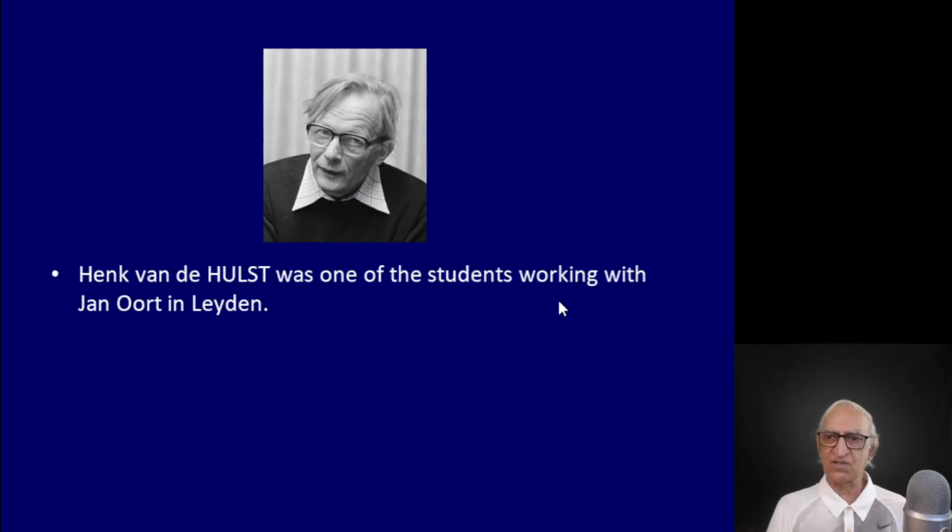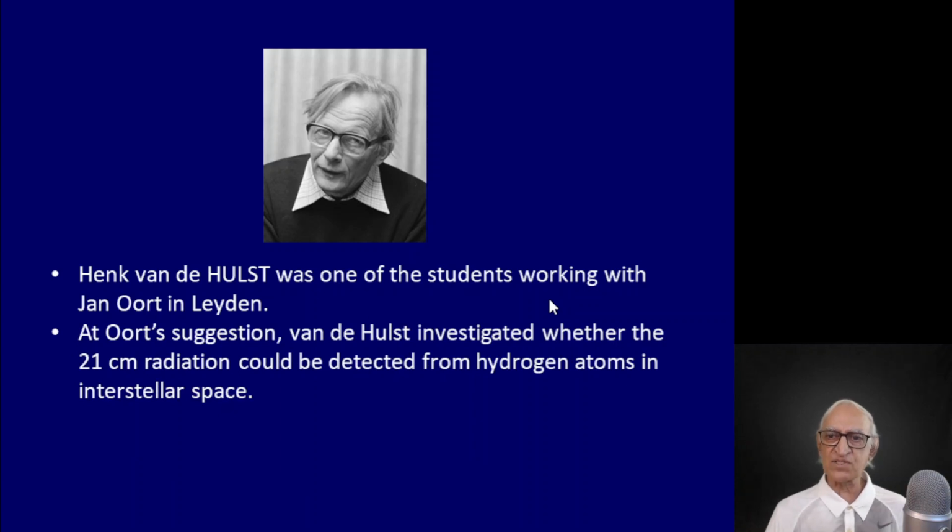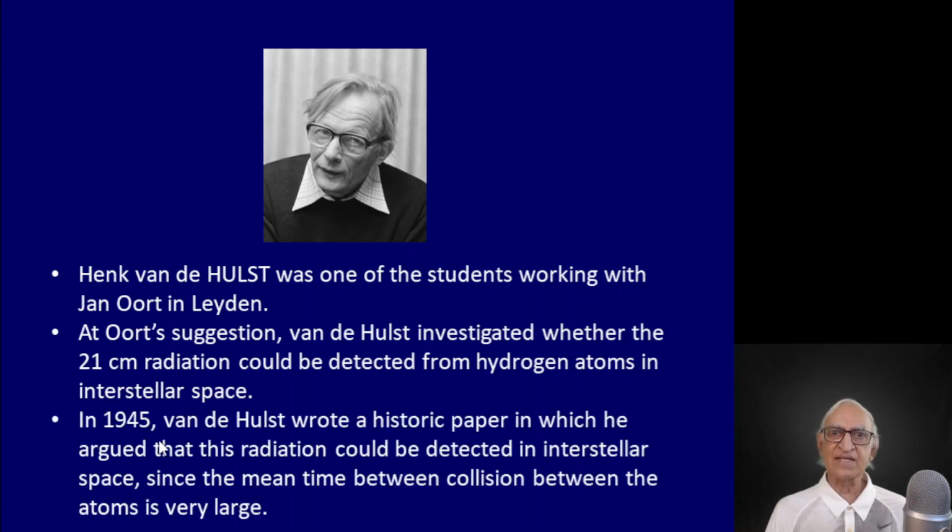Now, Van der Hulst was one of the students working with Jan Oort in Leiden, in the Netherlands, in Holland. At Oort's suggestion, Van der Hulst investigated whether the 21 centimeter radiation could be detected from the hydrogen atoms in interstellar space. In 1945, Van der Hulst wrote a very famous paper in which he concluded and argued that this radiation at 21 centimeter could easily be detected from interstellar hydrogen atoms.